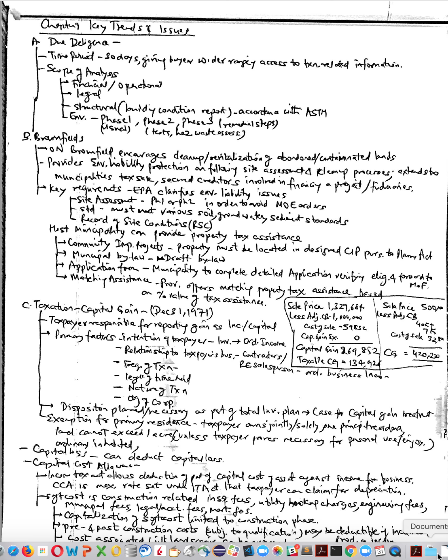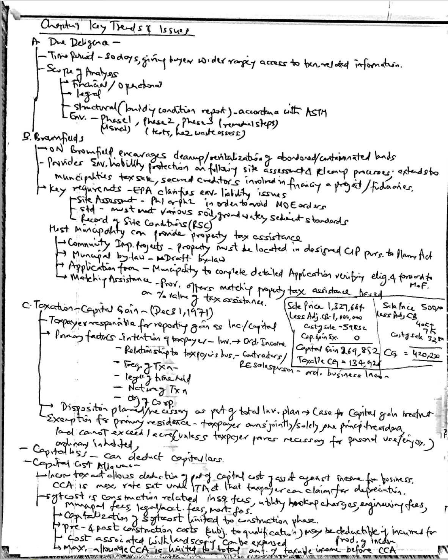Now moving on to the next part, which is the brownfield. Ontario brownfield legislation encourages the cleanup and revitalization of abandoned or contaminated lands. Derelict or underutilized industrial and commercial sites are frequently located in a desirable urban location, like a waterfront location or immediately adjacent to a downtown commercial or retail center. Such properties typically have the advantage of in-place infrastructure such as roads, utilities, water, sewer servicing, schools, and transit facilities.